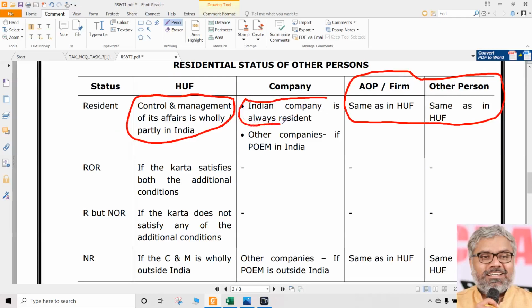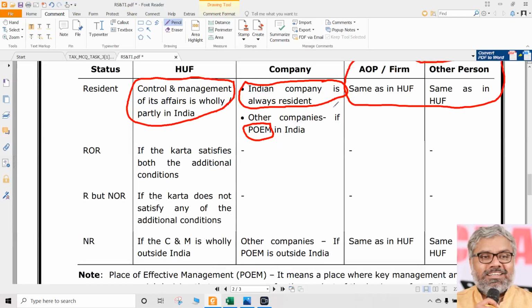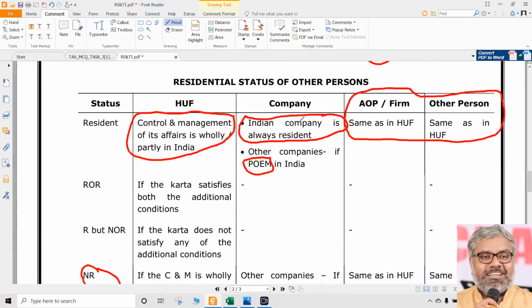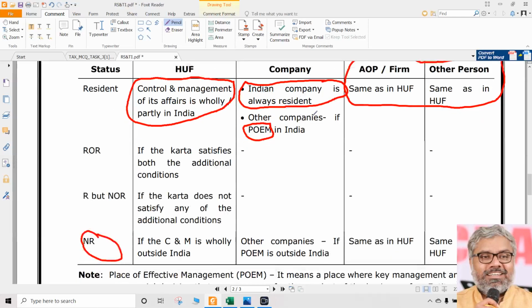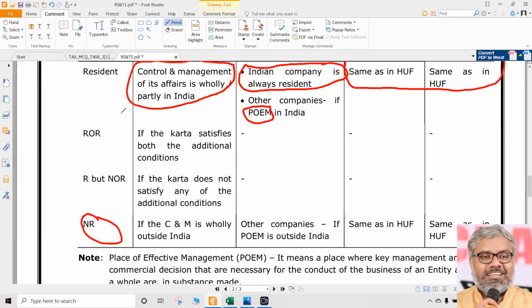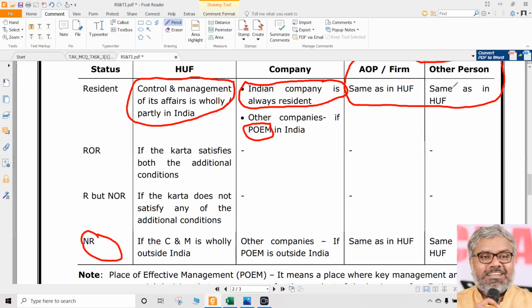And in case of company, Indian company is always resident. We know that Indian company, we don't need to check anything, always resident. If that company is not an Indian company, it will be resident only if POEM is in India. POEM means place of effective management. That is for companies. So for other companies, other than Indian companies, if POEM is outside India, they become non-residents. So who becomes a resident or non-resident here? For companies, Indian company is always resident. For other companies, if POEM is in India, they are resident. If not, non-resident.